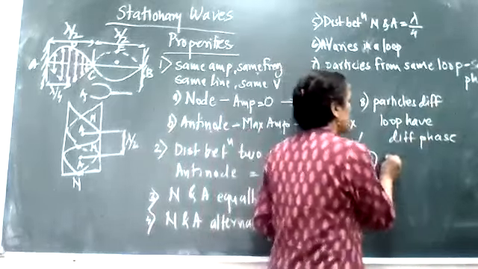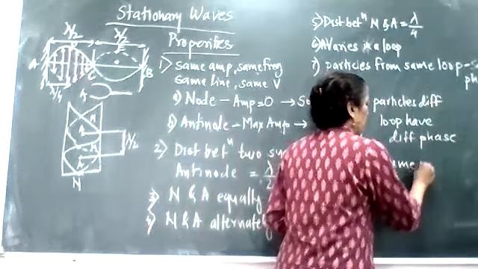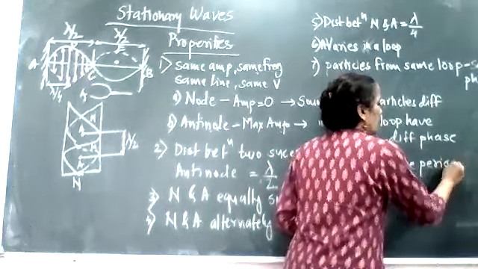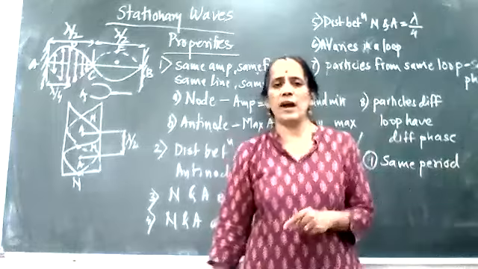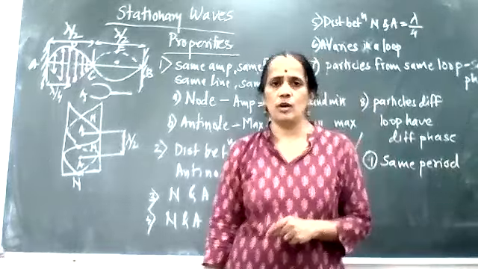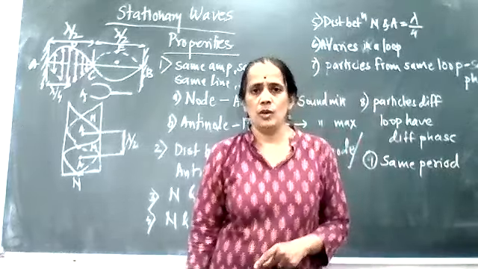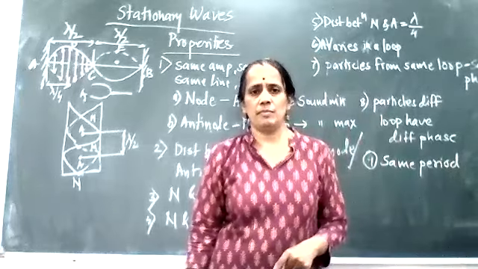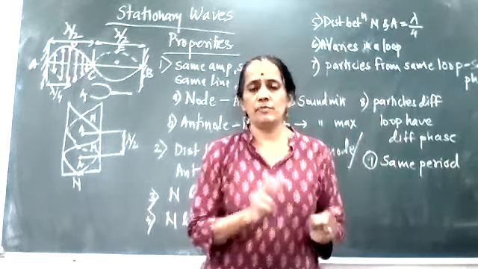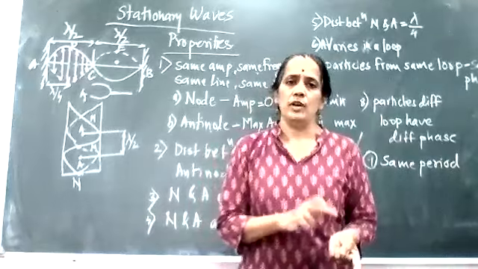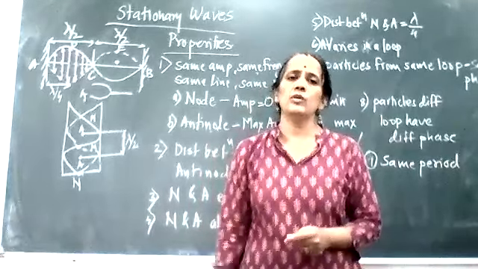They vibrate with the same period. So the vibration period of a particle in all the loops will remain the same. So the period will remain the same, but from particle to particle, if the particle changes loop to loop, the phase angle will go on changing.